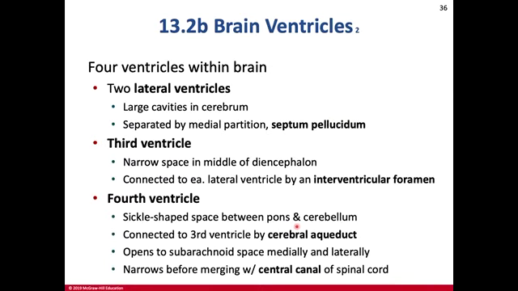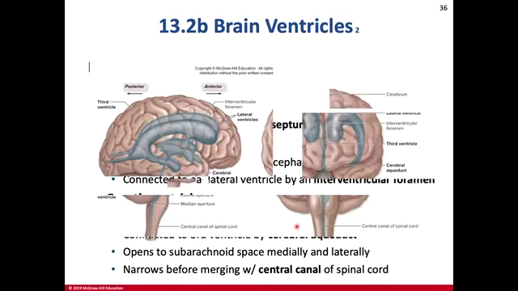The ventricles in the brain include two lateral ventricles, which are in the cerebrum and are separated by that membrane called the septum pellucidum. A third ventricle, which is a space in the middle of the diencephalon between the two thalami of the brain. And there is an interventricular foramen that connects the third and the lateral ventricles together. And then a fourth ventricle that's connected to the third by the cerebral aqueduct, and it opens to the subarachnoid space both medially and laterally, as well as into the central canal of the spinal cord.